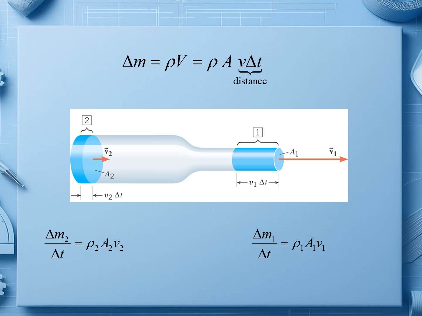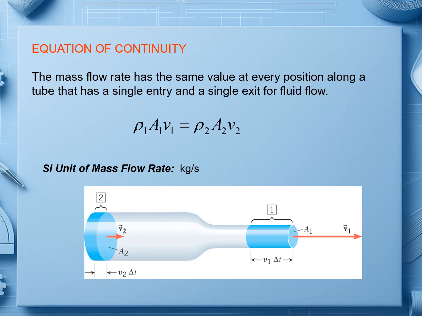Okay, so here the mass flow rate is change in mass over change in time, which is equal to density times area times velocity. We also have the continuity equation. It says mass flow rate is constant in a closed tube. For incompressible fluids, this means A1 V1 is equal to A2 V2, since for incompressible fluids, the density is the same.